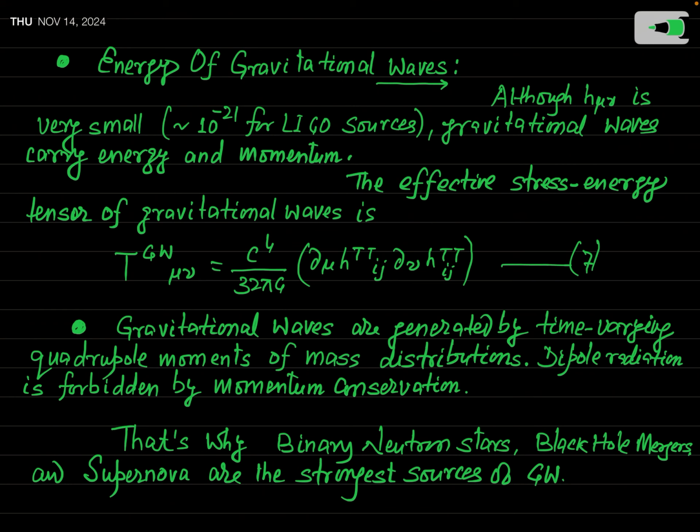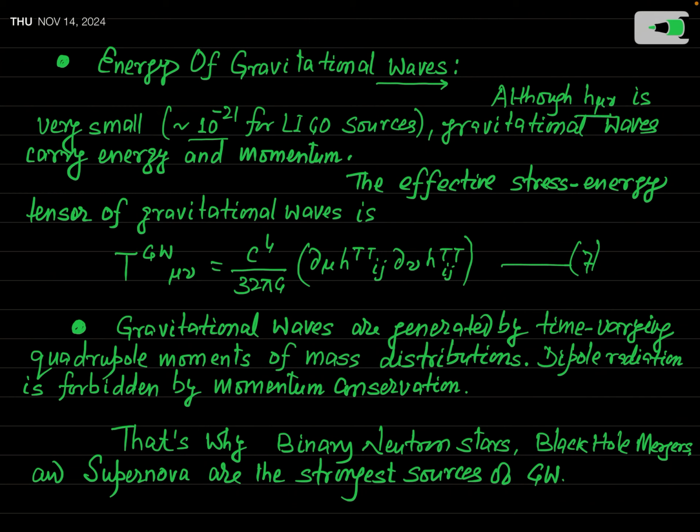As I have told you earlier, this h mu nu is very small. When we use LIGO sources, we will talk about LIGO sources in our forthcoming video, it is seen that the value of this h mu nu is of the order of 10 to the power minus 21. Okay, so this is very small.